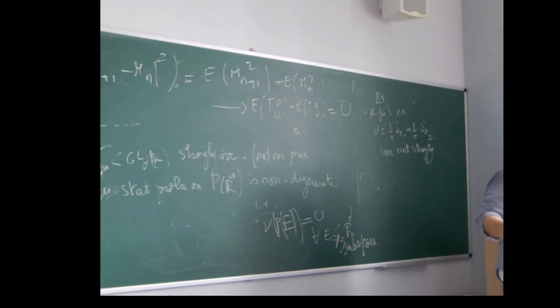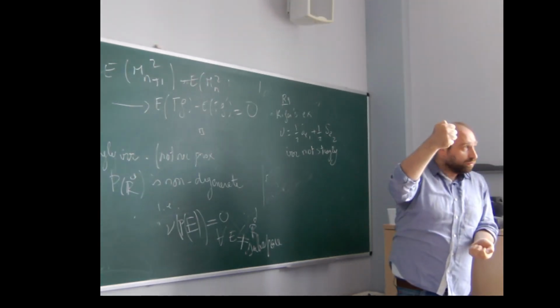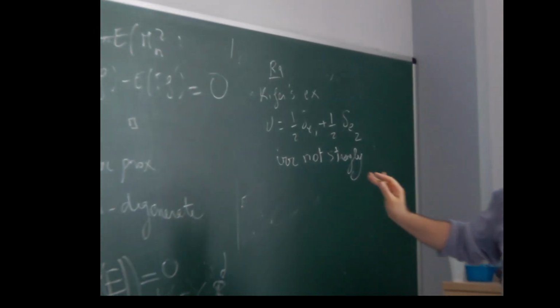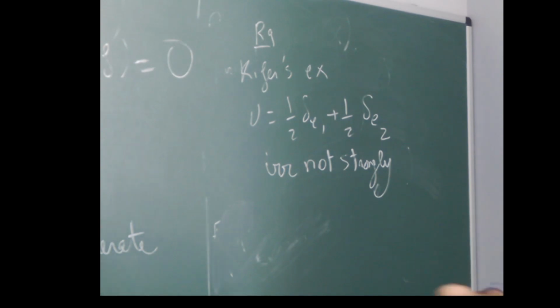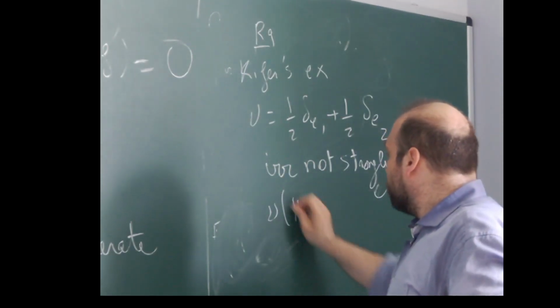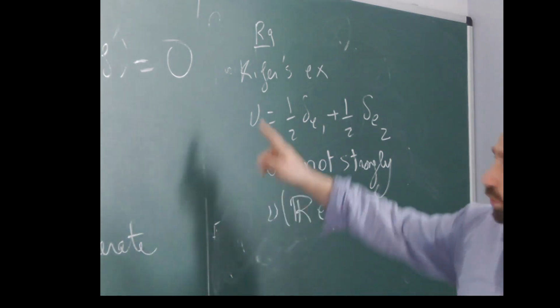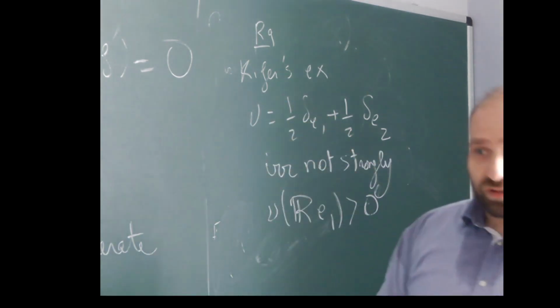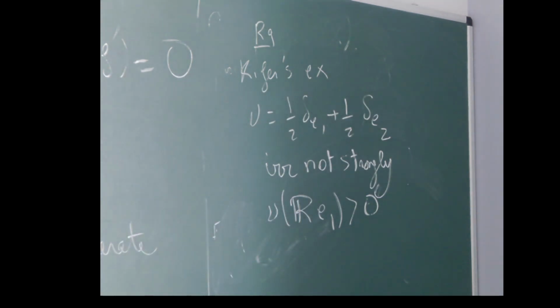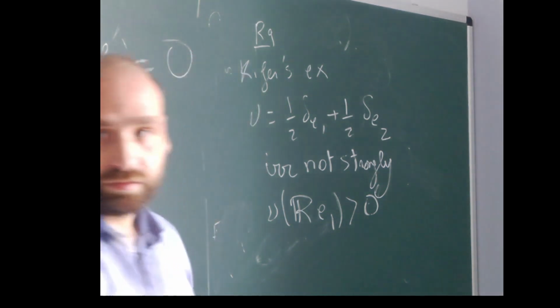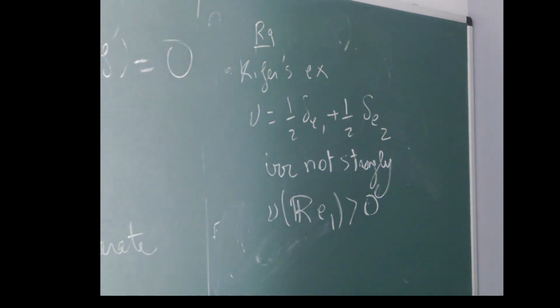And I give positive probability to E1 and positive probability to E2. They are not invariant, but I give positive probability measure to a proper subspace. So yes, the assumption of not preserving a finite union of subspaces is necessary. Okay? Questions?